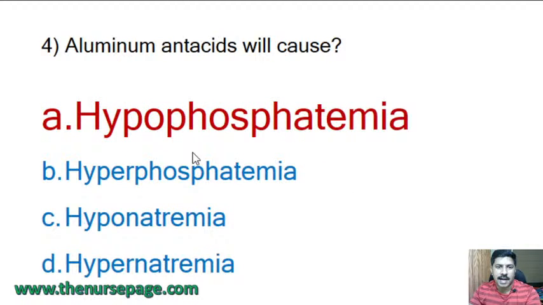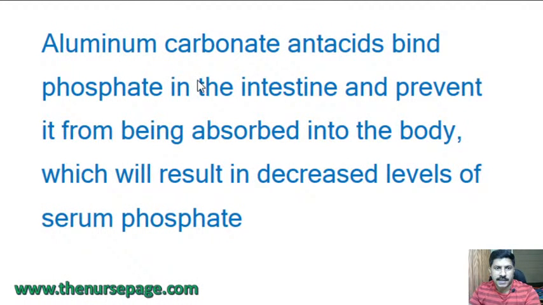The correct answer is hypophosphatemia. Aluminum antacid will bind with the phosphate and it will not be available for absorption. Aluminum carbonate antacids bind phosphate in the intestine and prevent it from being absorbed into the body, which will result in decreased levels of serum phosphate, that is hypophosphatemia.